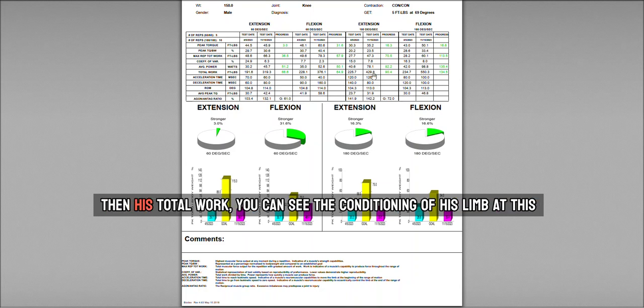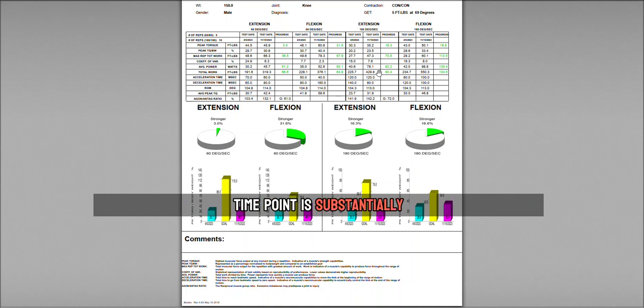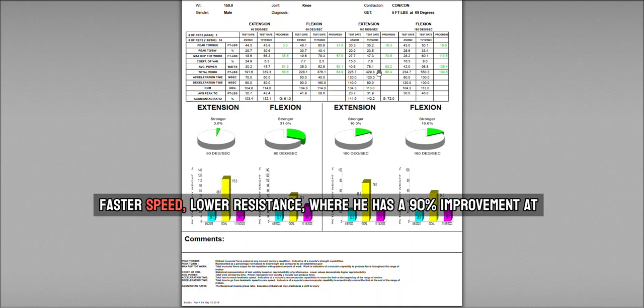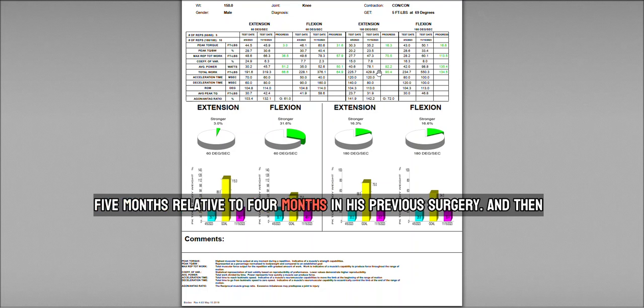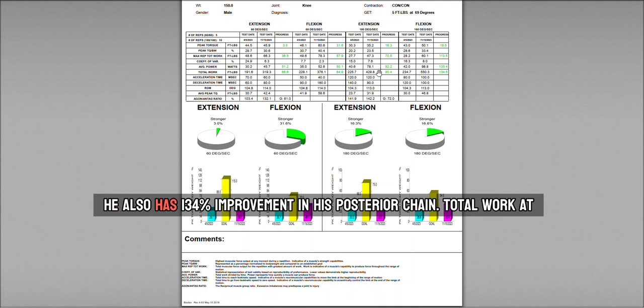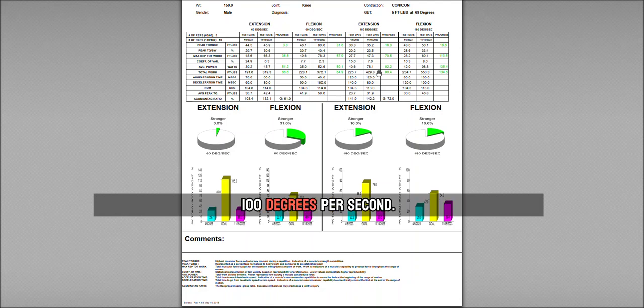And then his total work, you can see the conditioning of his limb at this time point is substantially more conditioned, particularly at that lower, that faster speed, lower resistance, where he has a 90% improvement at 5 months relative to 4 months in his previous surgery. And then he also has 134% improvement in his posterior chain total work at 100 degrees per second. So this was in November compared to April.